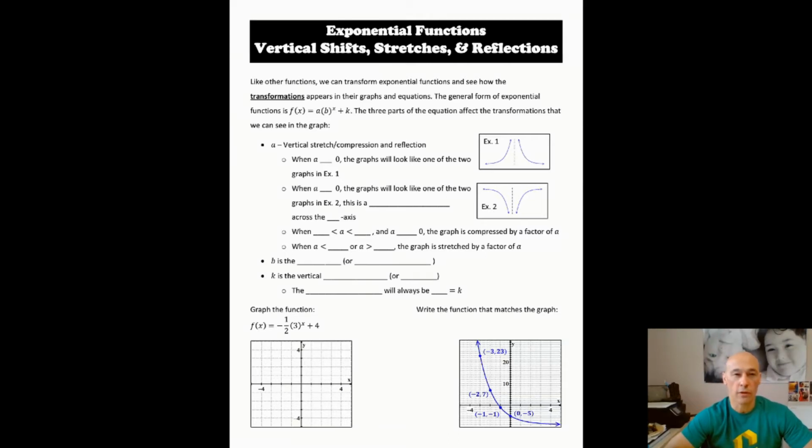Exponential functions, vertical shifts, stretches, and reflections. Like other functions, we can transform exponential functions and see how the transformations appear in their graphs and equations. The general form of exponential functions is f(x) = a·b^x + k. The three parts of the equation affect the transformations that we can see in the graph.